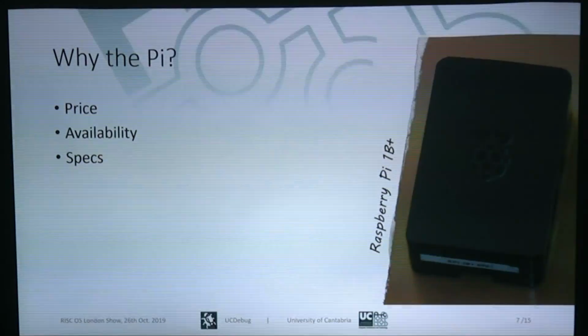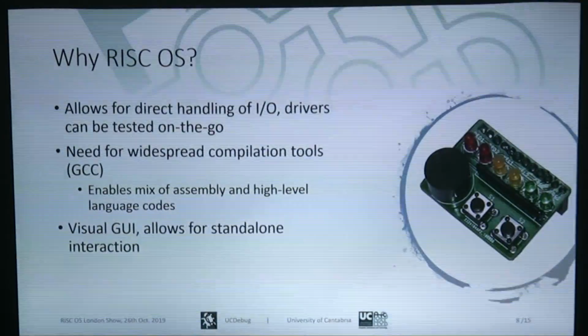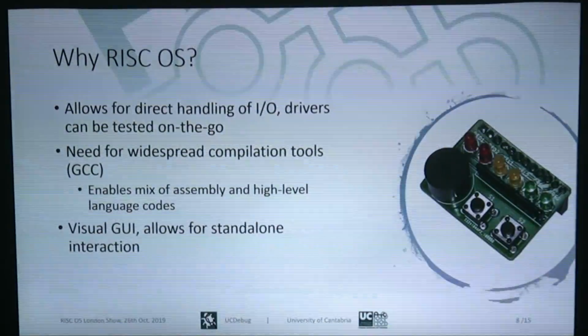And among the Raspberry Pi devices, we chose the 1B Plus model because it was the latest available with a monocore processor, which removed the interference from having multiple cores running, which can be a bit more difficult for a student to learn. And also because it had very comprehensive documentation for its processor. So we had already chosen the platform, but we needed an OS. And we selected RISC OS.